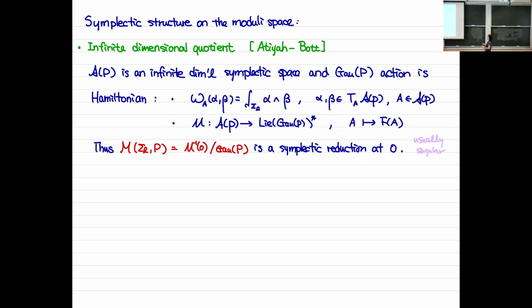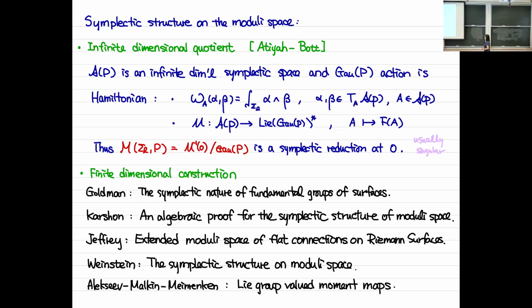As we were looking at this space of connections, it's an infinite dimensional space. It's affine, and it has a symplectic structure. That is the symplectic structure over here: you integrate over alpha with beta. And the gauge action is Hamiltonian with a moment map, which sends the connection to its curvature two-form. So as you can see easily, this is just symplectic reduction at 0, even though this is an infinite dimensional quotient.